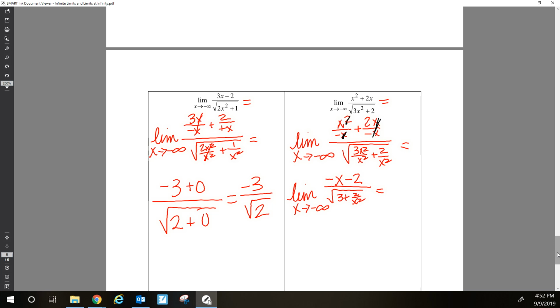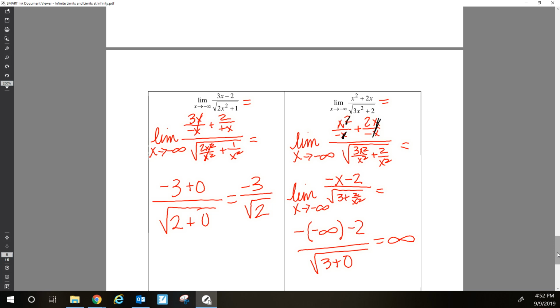And now as we go to negative infinity, I'm going to plug in that negative infinity for x, because this guy doesn't go to 0, right? So negative infinity minus 2 over the square root of 3 plus, this guy will go to 0 because it's in a fraction. And so what's a minus infinity? It'll be positive infinity. The minus 2 is negligible. On the bottom, we're dividing this guy by the square root of 3. Again, that's negligible. So the limit of this guy here would be positive infinity.